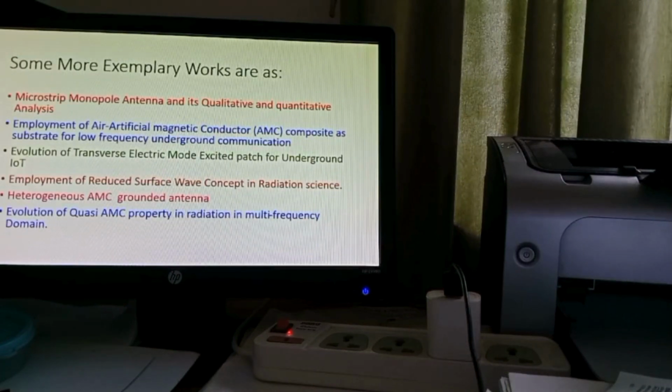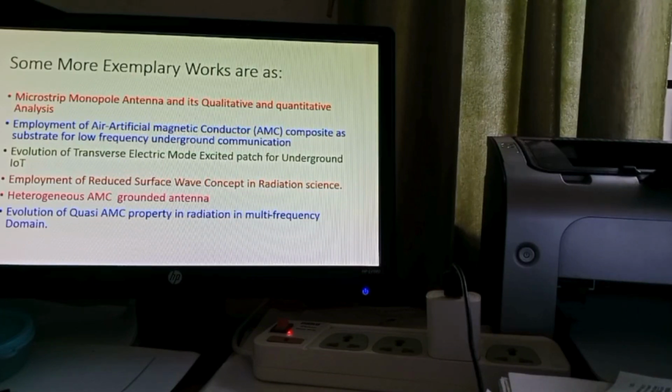And these are very few, in a nutshell I have given some of the works, and besides those some very good works are there, which is microstrip monopole antenna with its quantitative and qualitative analysis, employment of air and artificial magnetic conductor composite as a substrate for low frequency underground communication. So which can replace our micromode sensor node antenna, which is commercially available. It can excite 413 megahertz or 417 megahertz in measurement, 417 megahertz frequency, and with good gain around 2 dBi.